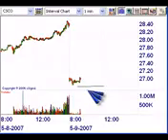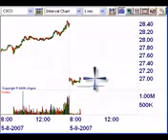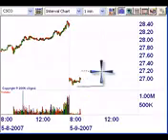Next short would be just under, say, the 26.5. And for the first long, cautiously say a break over the 27.2.